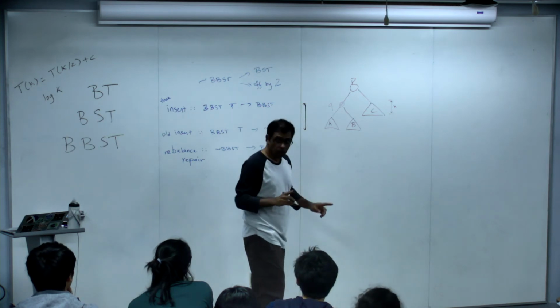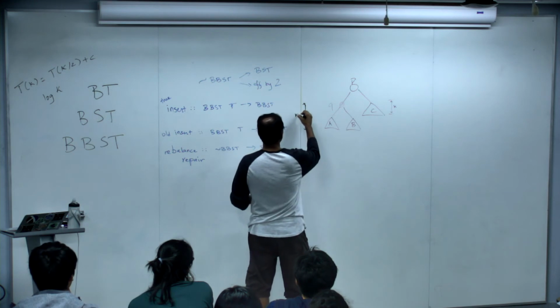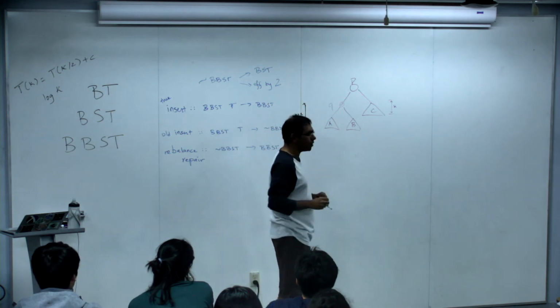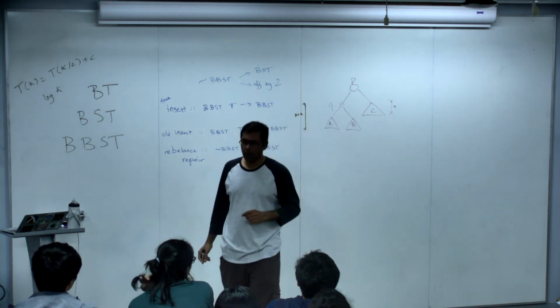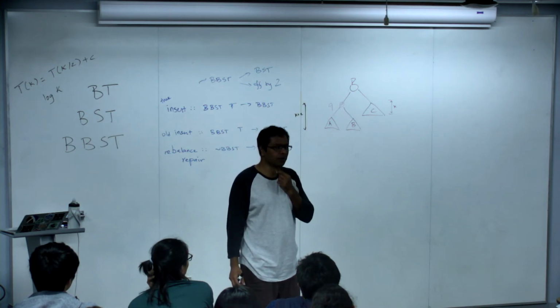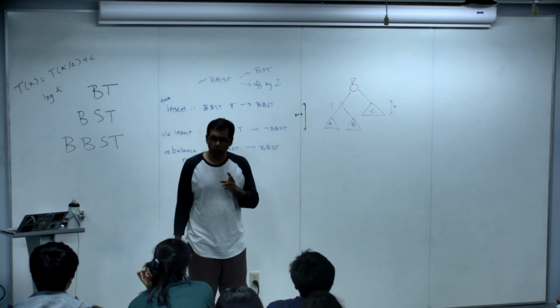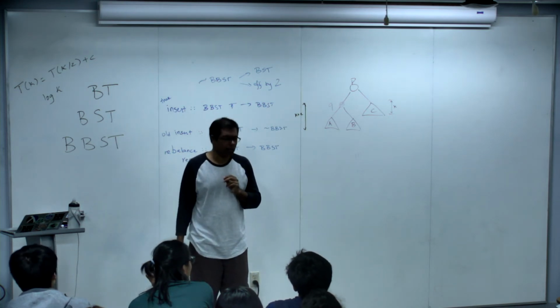The height of this is how much now? K plus 2. That's the case we're interested in. So what is the height of A and what is the height of B? K plus 1. Anything less. What do we know about them? Talk to your neighbors and come back and tell me. What do we know about the heights of A and B?